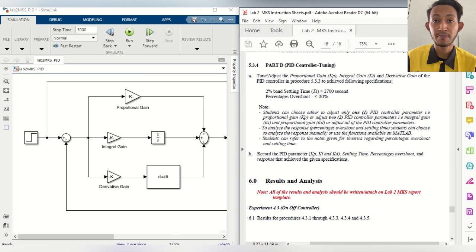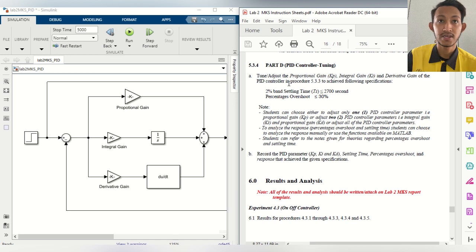I will explain part D, lab 2, PID controller tuning. For this part, we need to tune and adjust the proportional gain KP, integral gain KI, and derivative gain of the PID controller in procedure 5.3.3 to achieve the following specification. The settling time TS must be under 2700 seconds and the percentage overshoot under 30%.